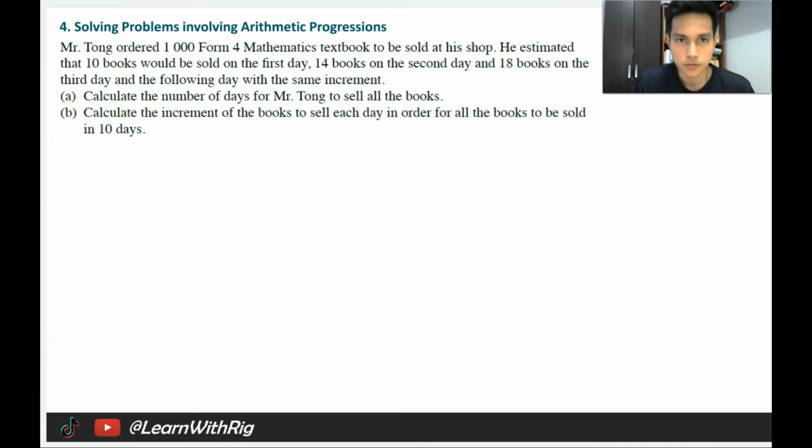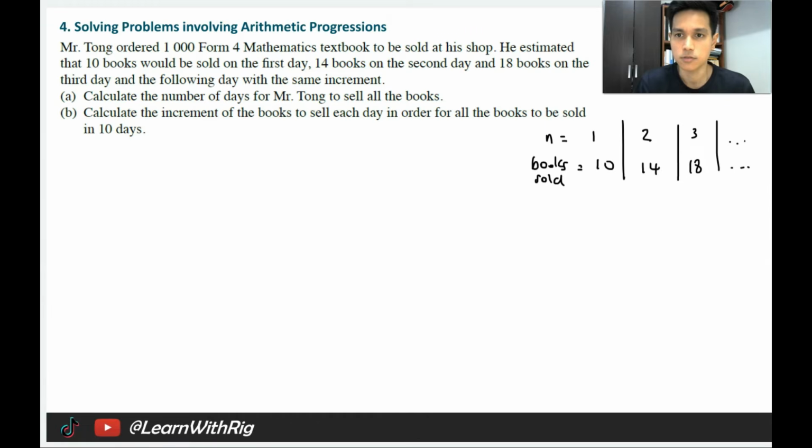Mr. Tong ordered 1,000 Form 4 Mathematics textbooks to be sold at his shop. He estimated that 10 books sold on the first day, 14 books on the second day, 18 books on the third day. So from here, you can form your sequence. What's the sequence? The first day, which is n equals 1, the books sold would be 10 books. And then on the second day, he sold 14 books. On the third day, he sold 18 books, and so on.